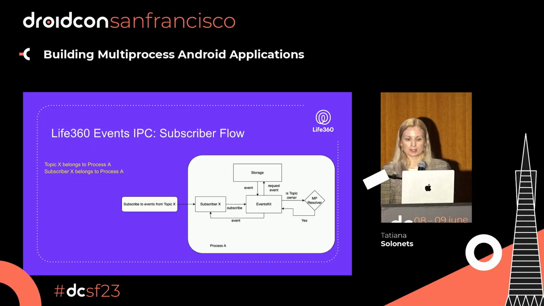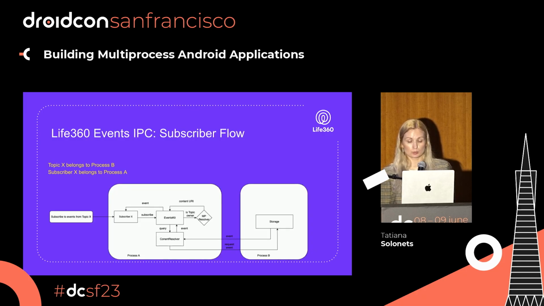How about the subscriber flow? Again, a single process case. Subscriber wants to get events from that topic X, right? Maybe it's location topic. Then it asks Events Kit. Events Kit again asks the MP resolver, and yes, this topic belongs to process A, so it's easy. We just get it from the storage, and we get it back to the subscriber.